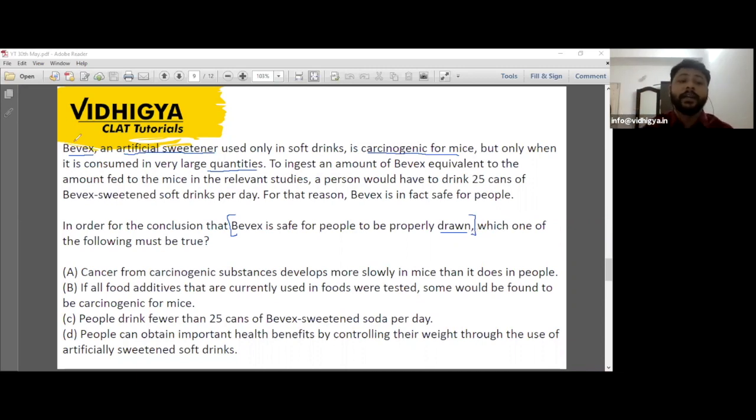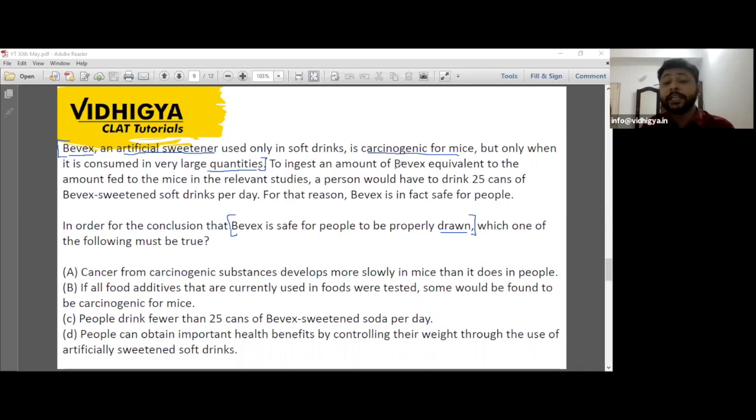Then if you start reading it, आप उसको कैसे पढ़ोगे? Viveks, an artificial sweetness used only in soft drinks, is carcinogenic for mice, but only when it is consumed in very large quantity. It is talking after taking an example of the mice. All right, तो ये mice के लिए बात कर रहा है, but again वो भी तब जब when it is consumed in a very large quantity.